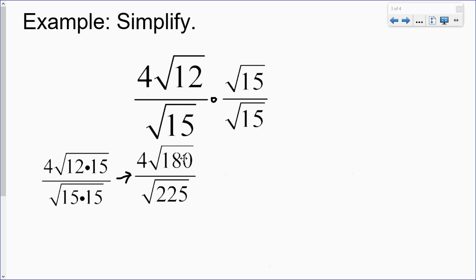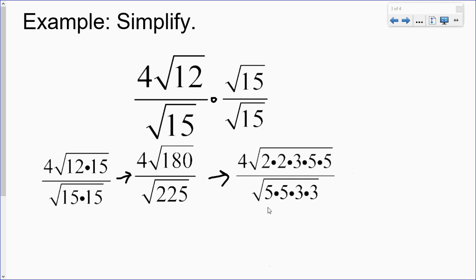Okay, so figure out your prime factors for both 180 and 225. Because they're both square roots, you can look for doubles and pull them out. I was having trouble drawing my birthday cake, so I just wrote them out like this. So I wrote my prime factors here. For 180, I have double 2s and double 5s. On the bottom, I have double 5s and double 3s, so those are what I'm going to pull out.